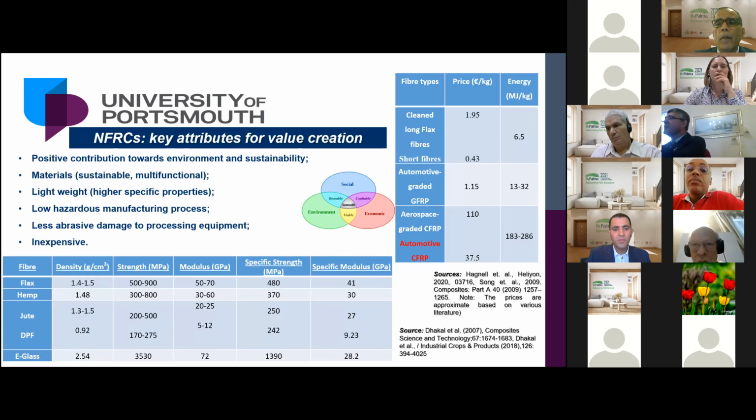So we have price and energy, looking at flax fiber, glass fiber, and carbon fiber. Flax fiber has a competitive price and low energy consumption compared to glass fiber and carbon fiber. That is the summary of this table.